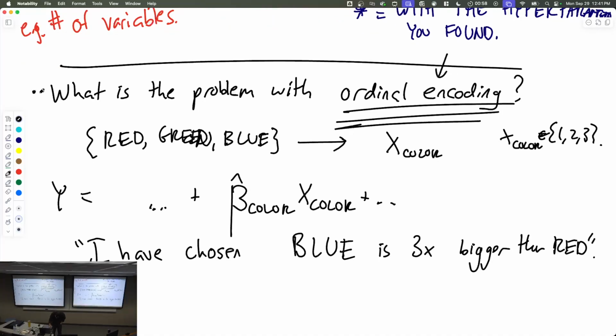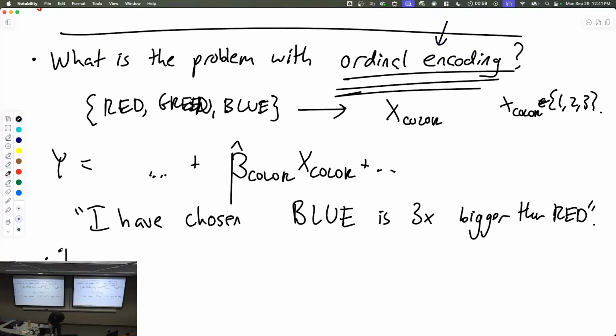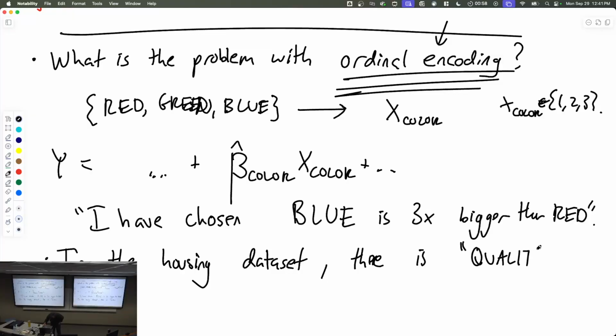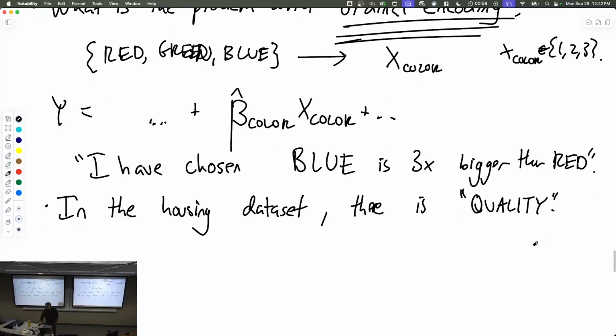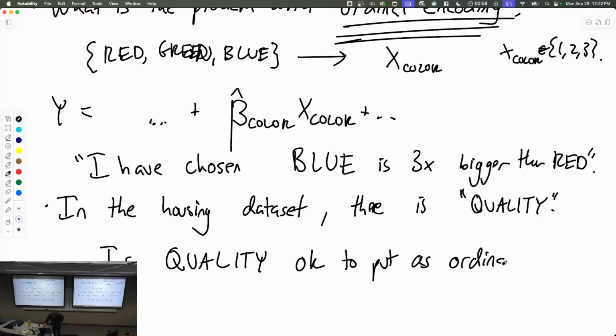Your data set, the housing data set, has a category called quality. The way the quality column works is some real estate agent went to the house and said, this house is a 7, okay? So it's a 1 to 10 of the quality of the house. Like, is this house falling apart? Is it really well maintained? And it's 1 to 10. Is quality okay to put as ordinal encoding?